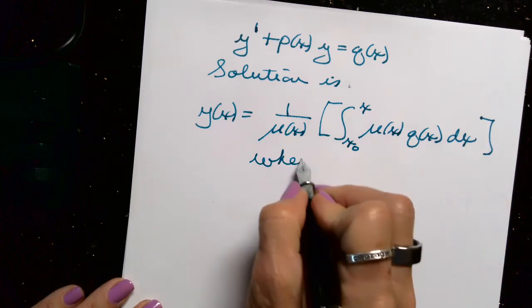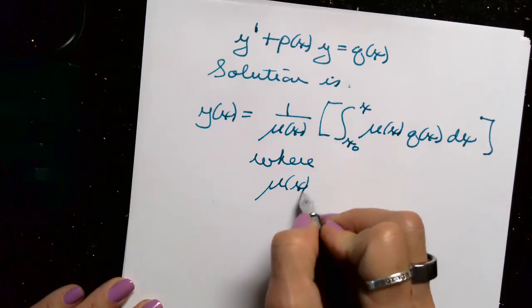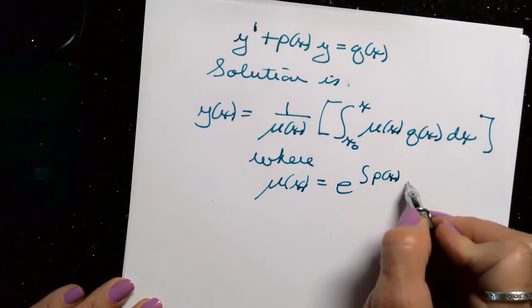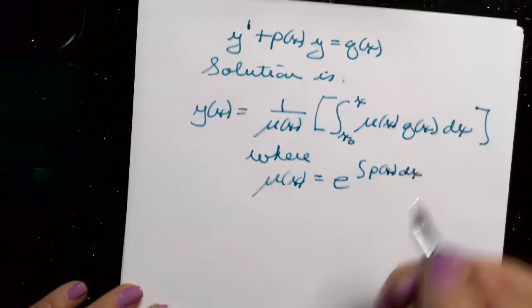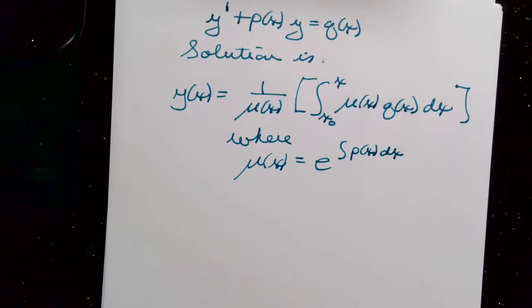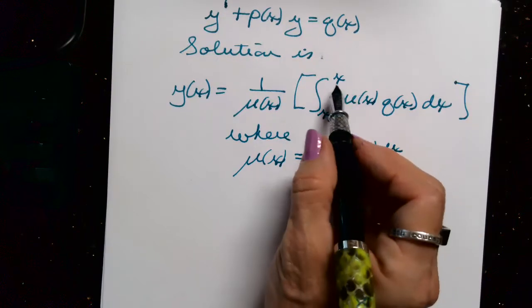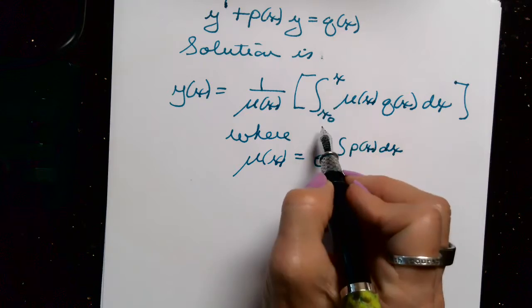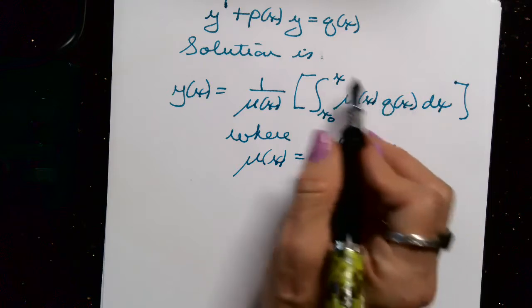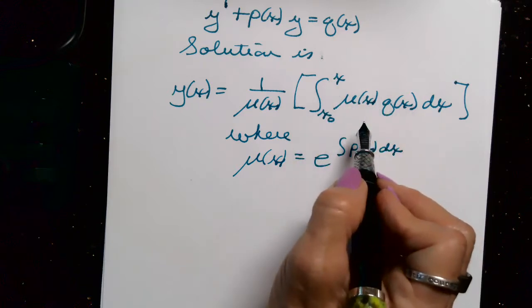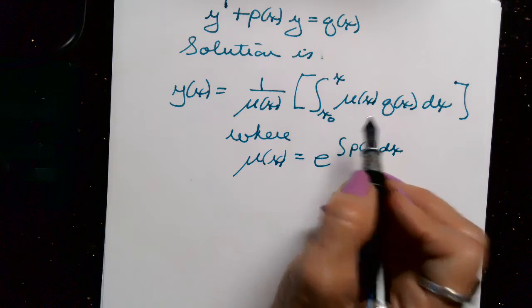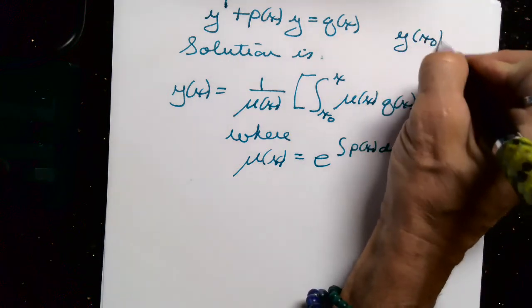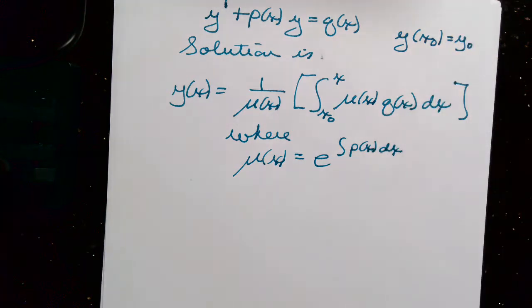where mu of x is e to the integral p of x dx. And in here, this is a definite integral. So you get the value at y of x minus this thing evaluated at x minus the value at some point x0. So we're going to think of having an initial condition at, say, y at x0 is equal to y0.